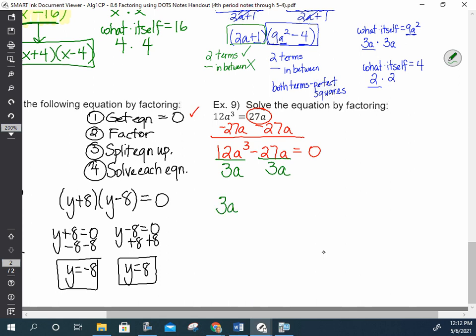So 3a. 12 divided by 3 is 4. A to the third over a to the first is a squared. 27 divided by 3 is 9. A to the first and a to the first, a to the 0 power, so it drops out. So we took out the 3a. Now let's see if we can use difference of two squares.